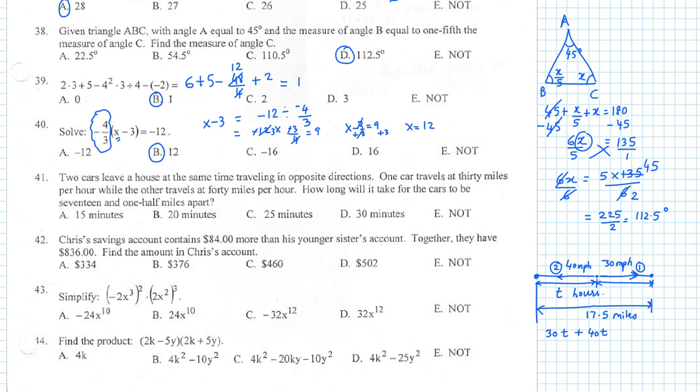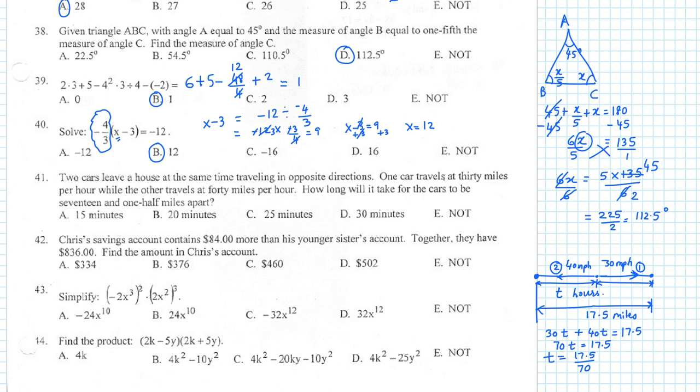So that total distance is equal to 17.5, and we need to solve for t. So 70t is equal to 17.5 miles. So we can divide both sides by 70, and so we get t is equal to 17.5 divided by 70. So this will give us the time in hours. So when I look at the answer, the choices are given in minutes.